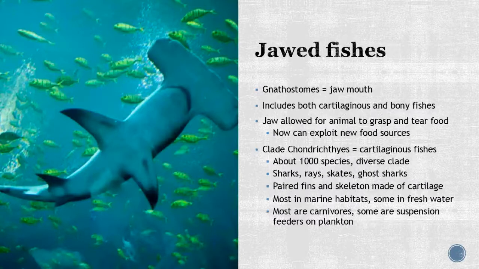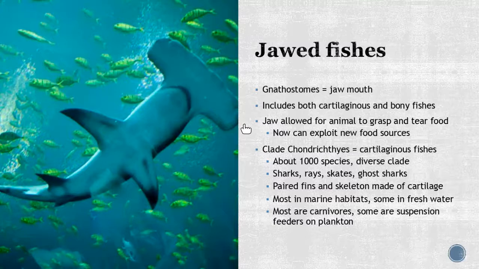So the first grouping was if it has a jaw or if it doesn't. So now we're going to talk about the jawed ones. We kind of break them into this group called the Gnathostomes, or they have a jaw mouth. Now this is going to have 2 different subgroups in it. You're going to have those that are cartilaginous fishes and the bony fishes.